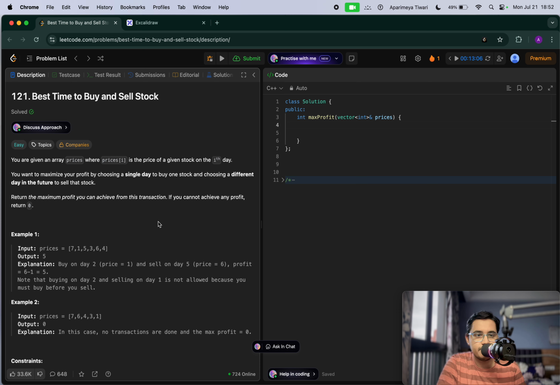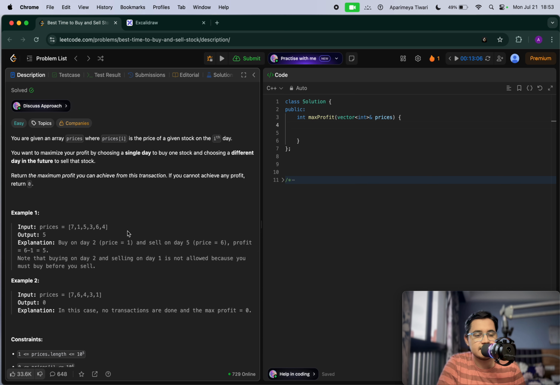So the question states, you are given an array prices where prices[i] is the price of a given stock on the ith day. You want to maximize your profit by choosing a single day to buy one stock and choosing a different day in the future to sell that stock. Return the maximum profit you can achieve from this transaction. If you cannot achieve any profit, return 0.